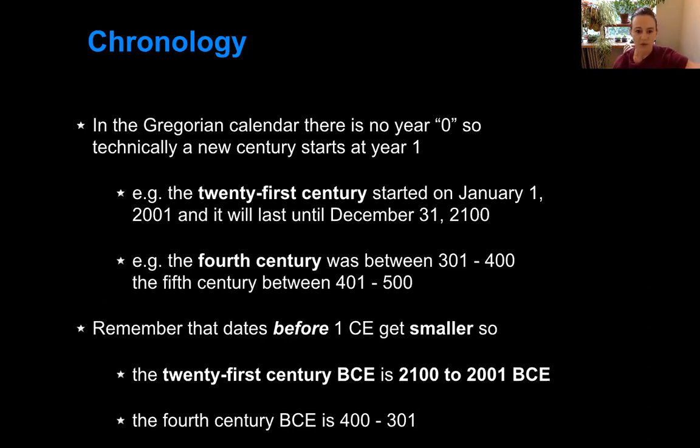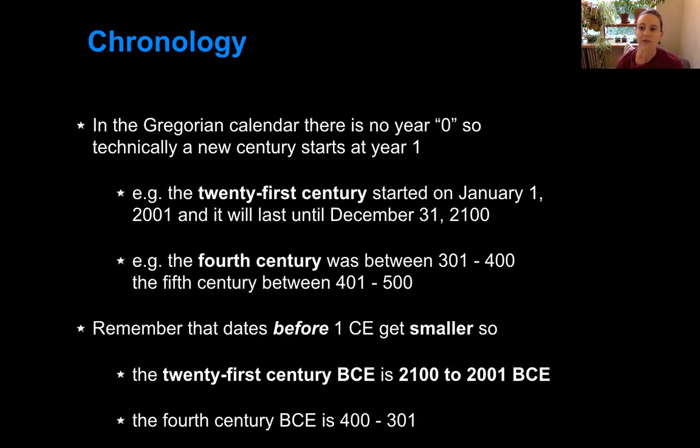Okay, so now I'm going to BCE. So BCE, like I said, is reversing it. So in this case, the start of the century is now the name that it gets. So 400 BCE to 301 BCE is the 4th century.